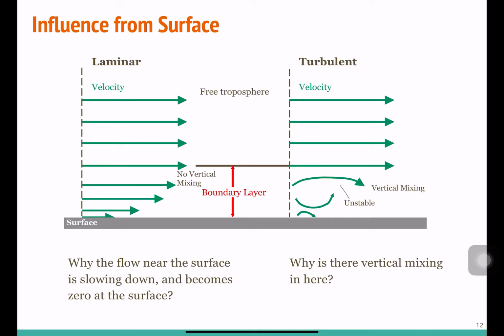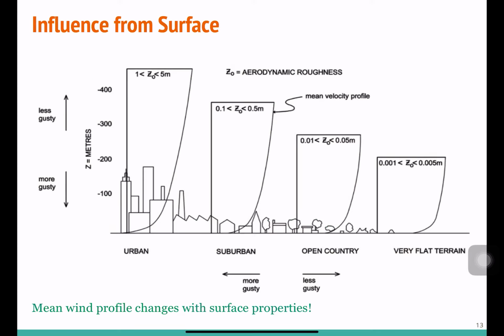So that's how we get the vertical mixing in the turbulent flow. Okay, so imagine that we have some urban area, and then we have some very flat terrain, and actually it's affecting the wind profile. So this is the wind profile. You can see that the wind at the higher level is larger, and then it gets smaller because of the surface friction or all the buildings in here.